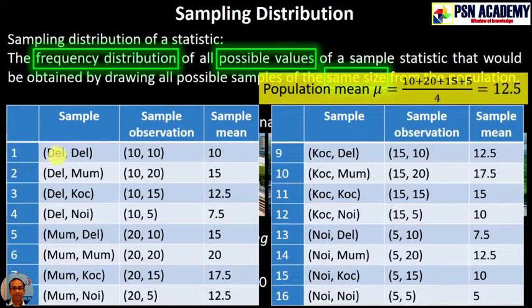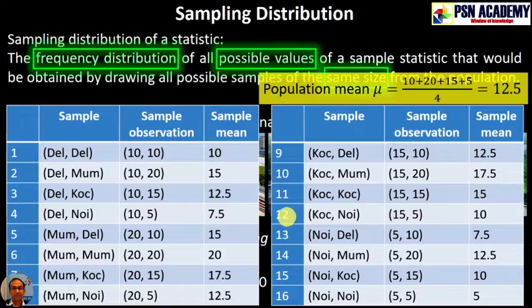See, the first one is Del and Del, and we have the sample observation as 10 and 10. And we have the sample mean as 10 here. If our sample is the second one, that is the first sampling unit is Del and the second sampling unit is Mumbai, then we will have 10 and 20 and the mean here will be 15. In this way, we will get 16 possible samples from that population, right?